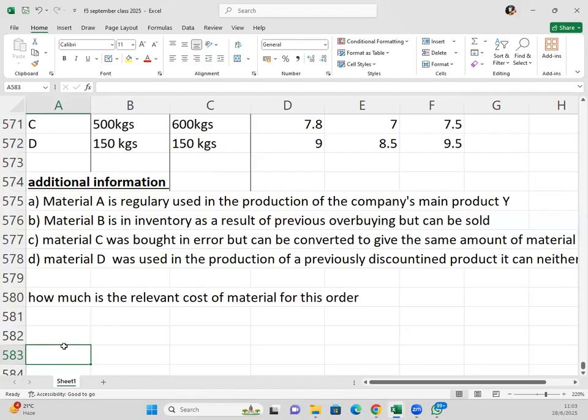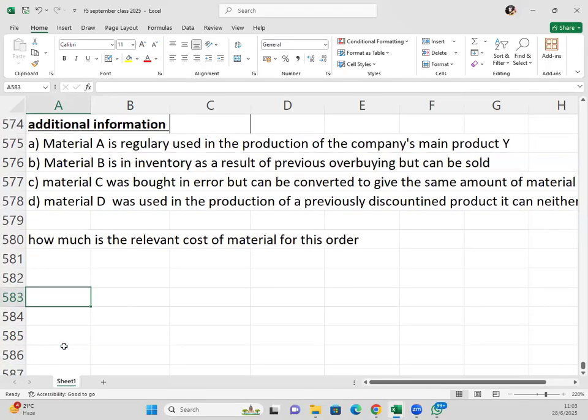Let's go to our questions. So we start with material A. So now we are answering the question. So let's have, or we can highlight, this is now the solution.